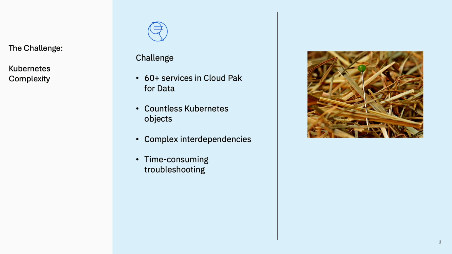If you have ever worked with Cloud Pak for Data on OpenShift, you know how complex the architecture can get, with over 60 services and countless Kubernetes objects. Finding and understanding these components during troubleshooting can feel like searching for a needle in a haystack. Let me show you how this tool is changing that.